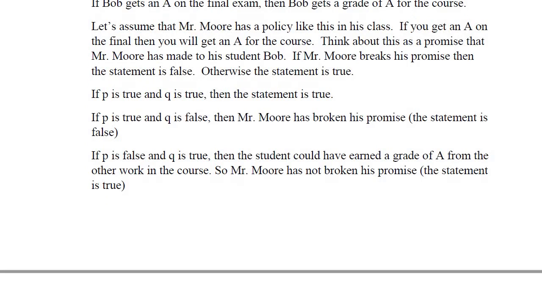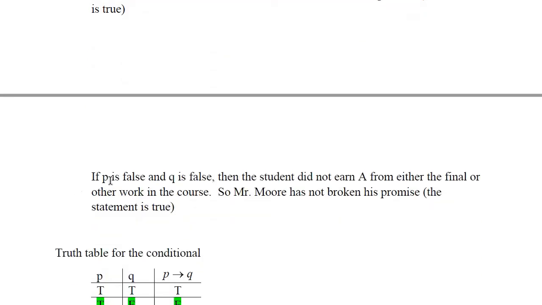And then finally, if P is false, in other words, Bob did not get his A on the final exam, and Q is false, Bob did not get an A in the course, then the student did not earn an A from either the final or the other work in the course, so Mr. Moore has not broken his promise. The statement is still true.